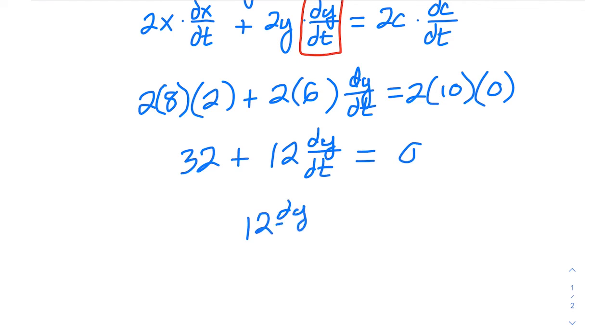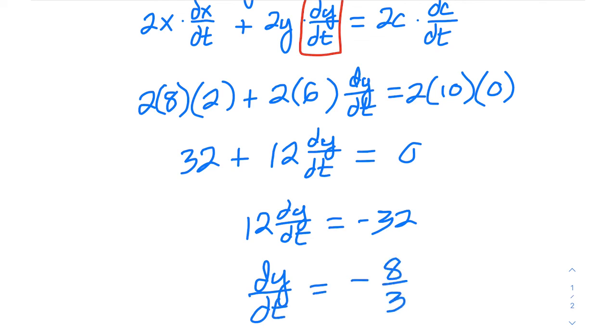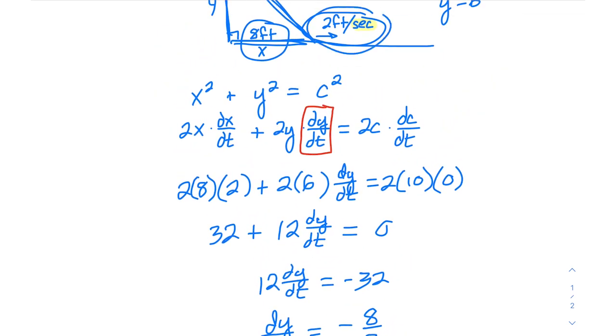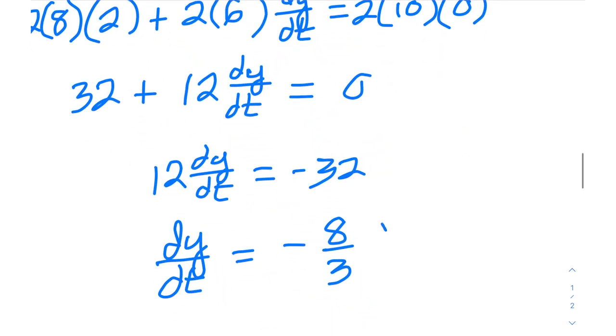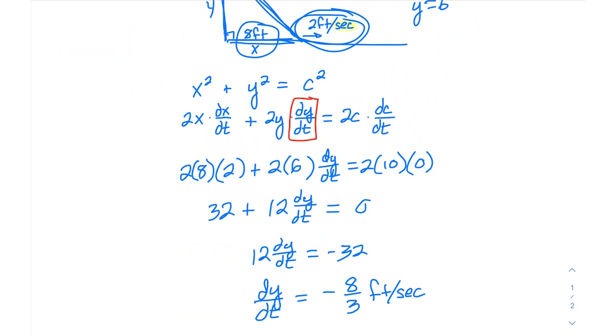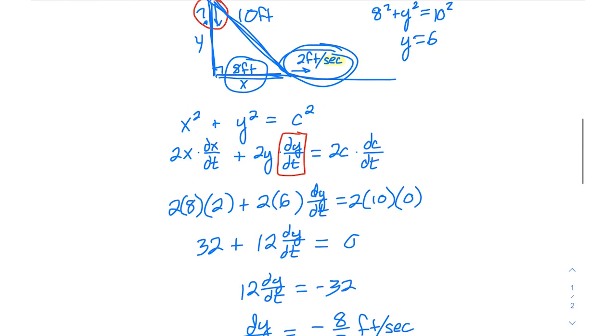12 dy/dt equals negative 32, and we divide by 12, and we'll get negative 32 over 12, which if you divide them both by 4, simplifies to negative 8/3. And the units will be the same as they are on the x. That's going to be in feet per second. So that ladder is sliding down the wall at about 2 2/3 feet each second. So that's how fast the top of the ladder is dropping down the wall in this falling ladder question.